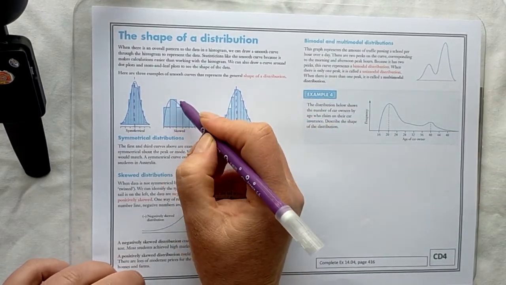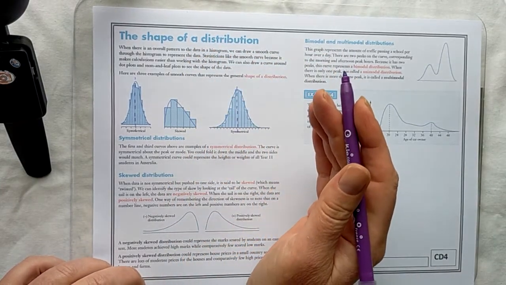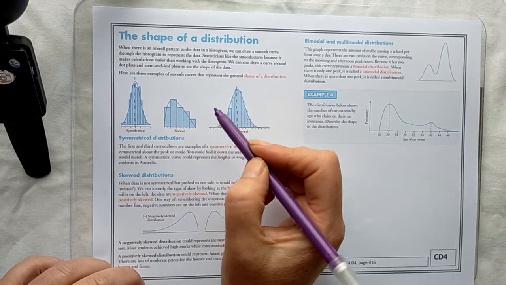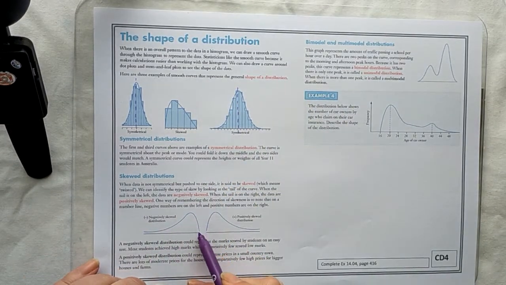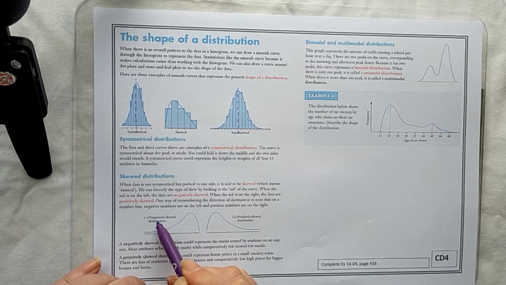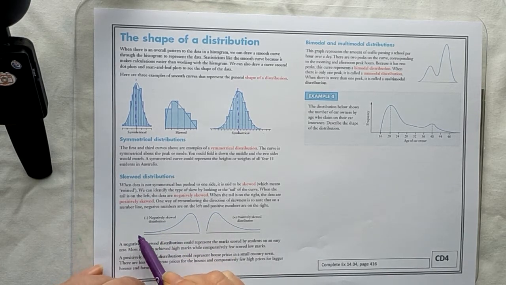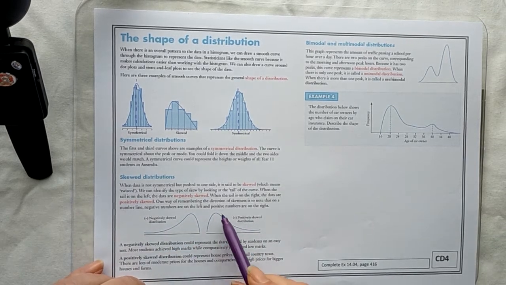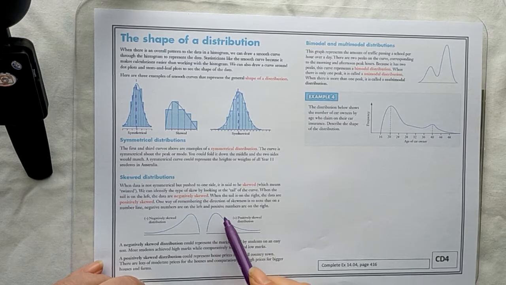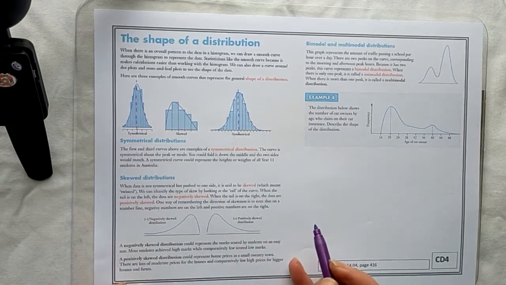The one in the middle is called skewed because it's pushed to one side, and you can have two types of skewed distribution. You can have one that goes this way and it's called negatively skewed because it pushes away from negative numbers, because your negative numbers are down this way on your number line. And this one here is positively skewed because it's pushing away from the positive numbers.